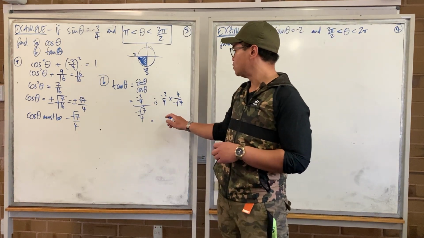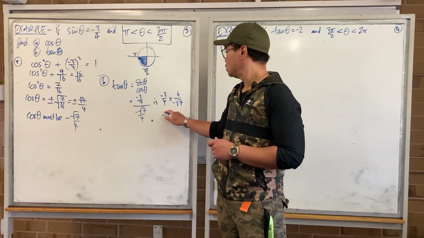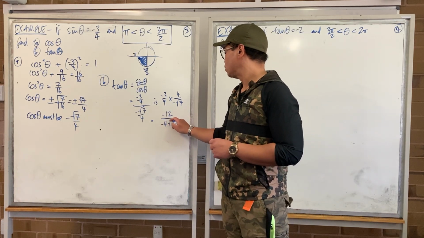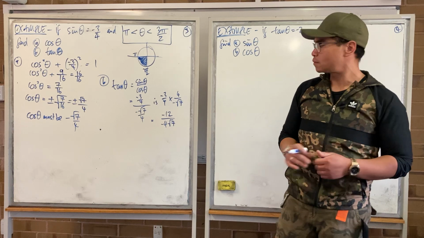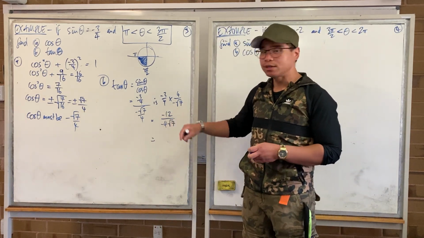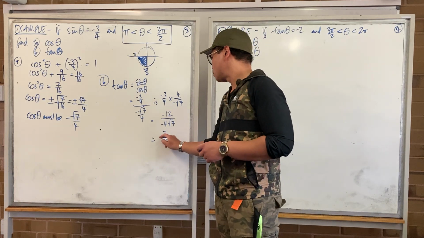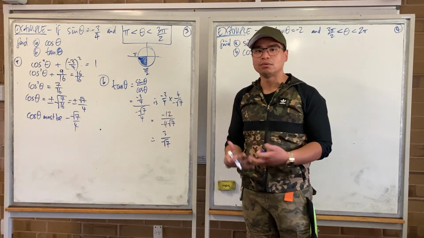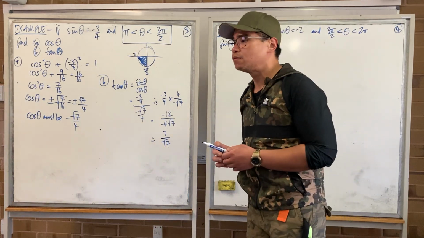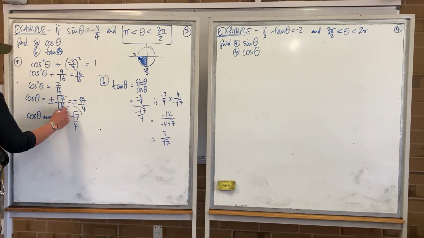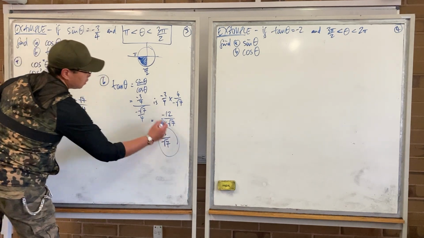What's -3 times 4? Negative 12 on -4 root 7. It cancels out. How many times does the 4 go into 12? 3. So it's 3 on root 7. Where did the negatives go? Well, it's a negative divided by a negative. Okay, so there's our answer for that.